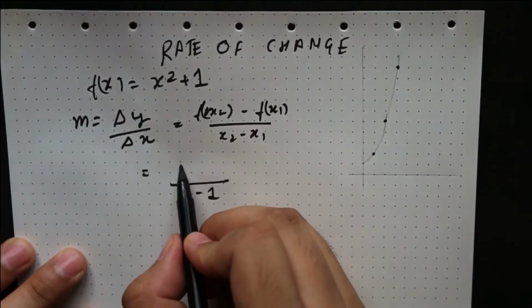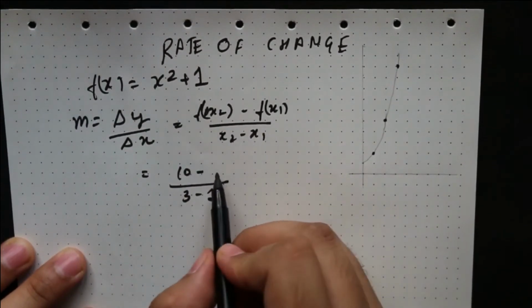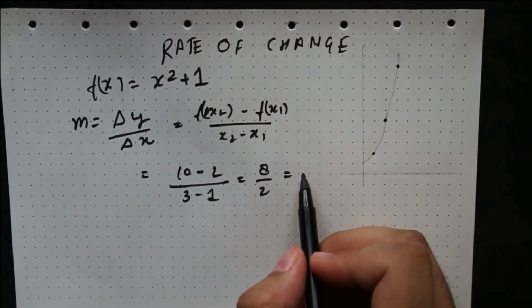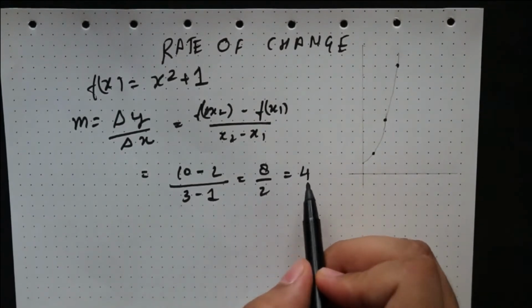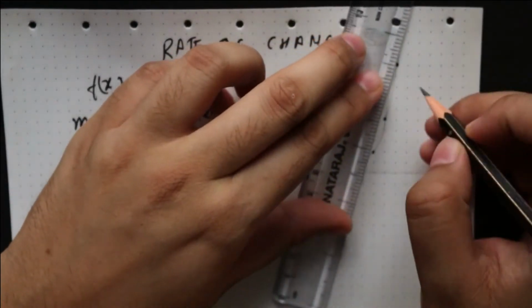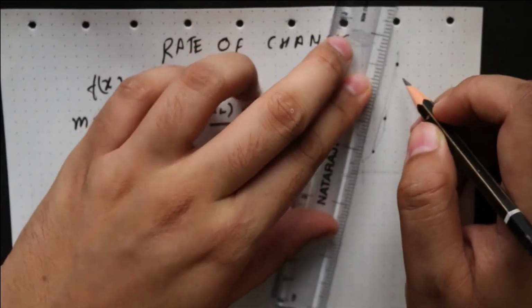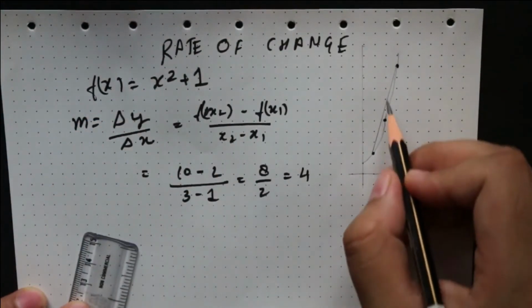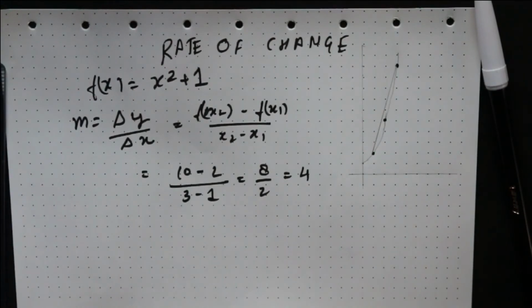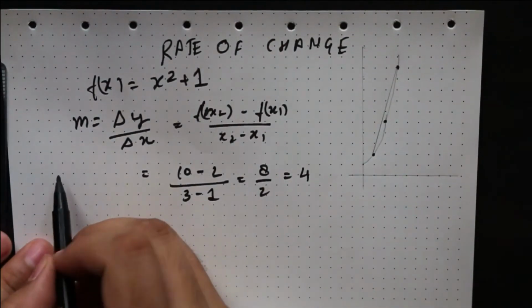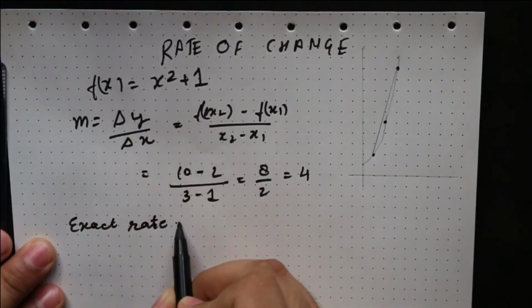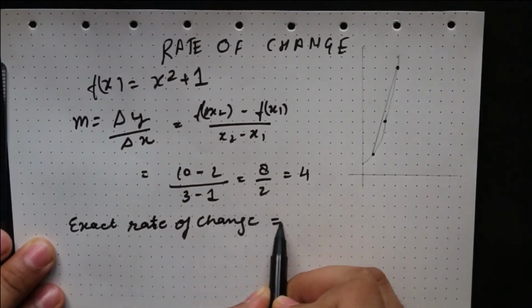In this case, our 2 points are 3 and 1, which make the value as 10 minus 2 by 3 minus 1. And it gives the deltas of 8 and 2. 8 divided by 2 is 4. So the average velocity between these 2 points on the function line is 4 meters per second. And for every increase in x unit along the secant line, we increase y by 4 units. And this is how we find the average rate of change between 2 points on a curve.